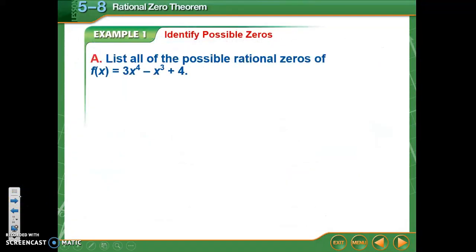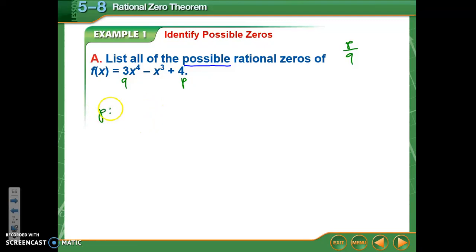So let's look at what this would look like. This says list all of the possible rational zeros of f of x equals 3x to the 4th minus x cubed plus 4. So remember, rational zeros have the form p over q, where p is the factors of the constant term, which in this case is 4, and q are the factors of the leading coefficient, which in this case is 3. So what I usually like to do is make a list of the factors first and then arrange them as the fractions.